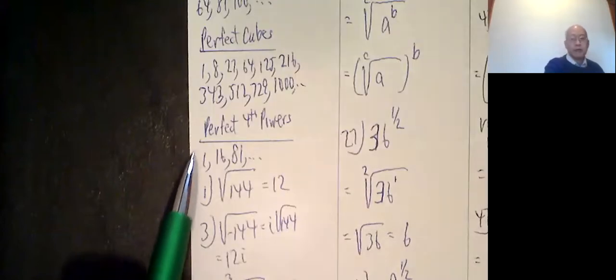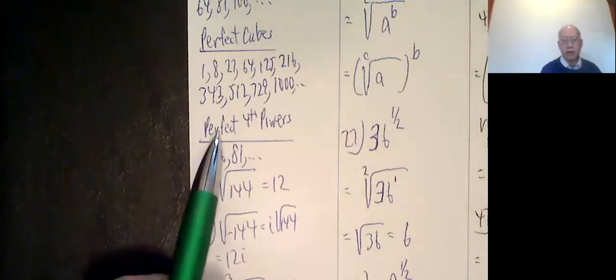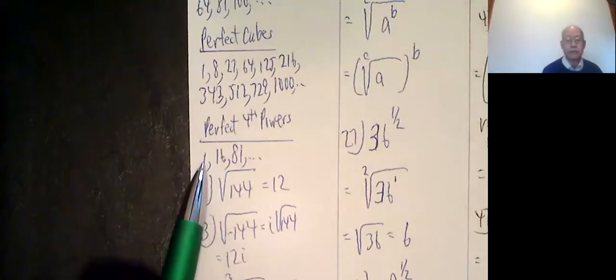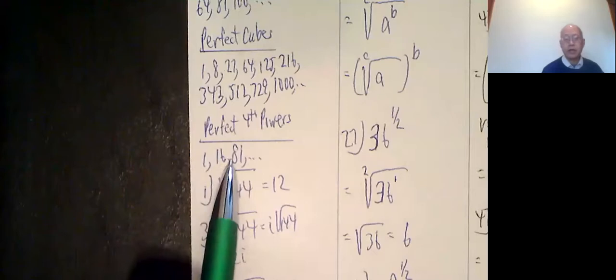We also have occasion for perfect fourth powers. You definitely don't want to memorize much beyond what I have here. 1 to the fourth power is 1. 2 to the fourth power, 2 times 2 times 2 times 2, is 16. That's not that hard. And 3 to the fourth power, 3 times 3 times 3 times 3, is 81. After that, it's probably not worth memorizing.